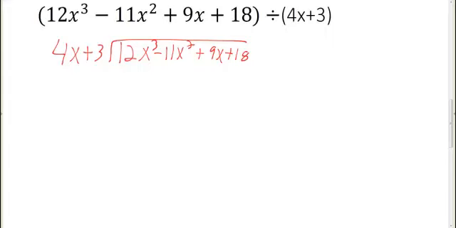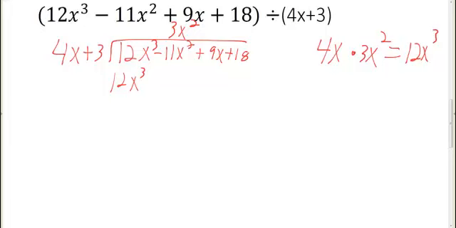So the first thing we'll look at is 4x can go into 12x cubed how many times? Of course 3x squared times 4x will equal 12x cubed. So let me write this out on the side. We're asking ourselves 4x times what gets us close to 12x cubed. Hopefully you can see 3x squared would work there. So what we'll do is have 3x squared on the top. I'm going to multiply it by 4x, which gives us 12x cubed. But we also have to multiply by the 3, so we get 9x squared.